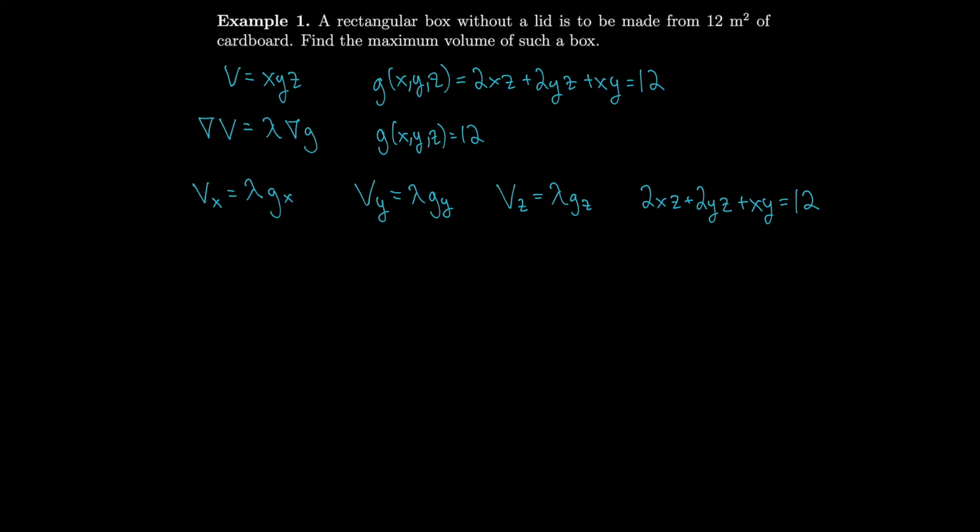So partial v with respect to x, well, x is the only variable, so these guys are constant, so that's all I have left. So that's yz equals lambda times partial g with respect to x. So if I look at this with respect to x, that disappears. So all I have left is 2z plus y.